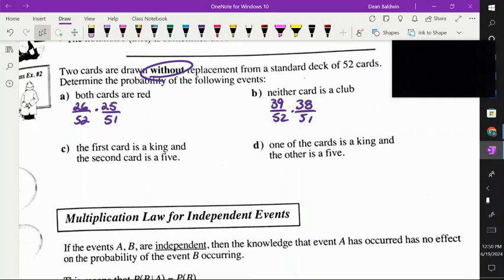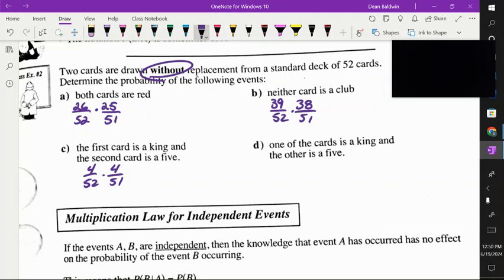First card is a king. The second card is a 5. How many kings are in the deck? 4. So the probability of getting a king on the first one. How many 5s are in the deck? 4. How many cards are left in the deck? 51.